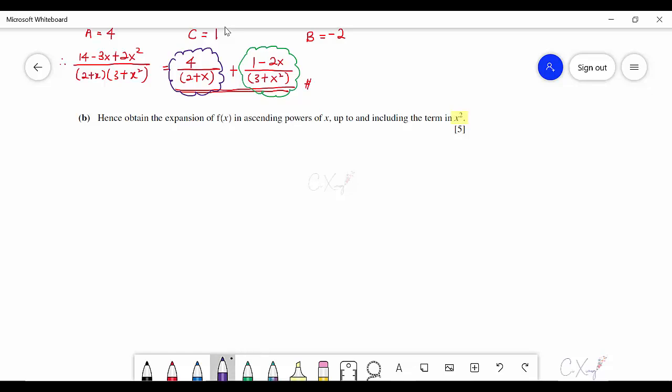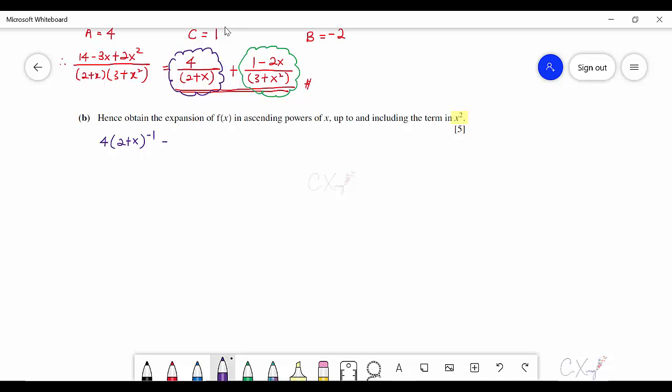Okay, so maybe I would want to expand them separately, then only combine them together. All right, so for the first term, I'll write in purple ink. The first term is 4 times (2 plus x) to the power of -1, and I want to do the binomial expansion for this.